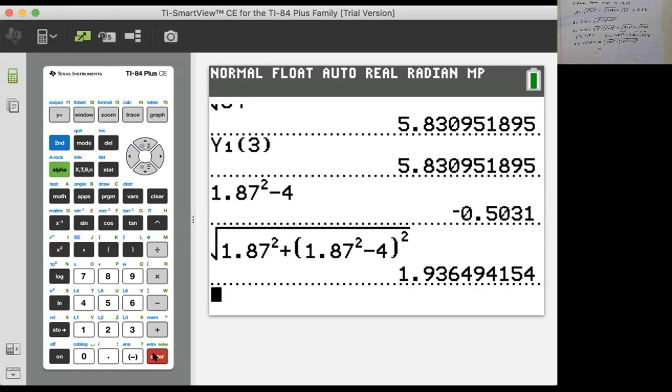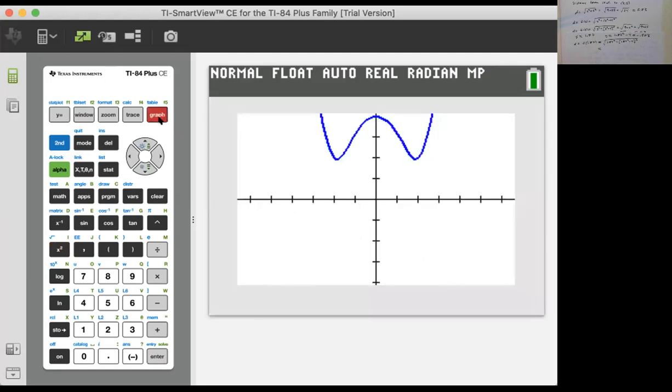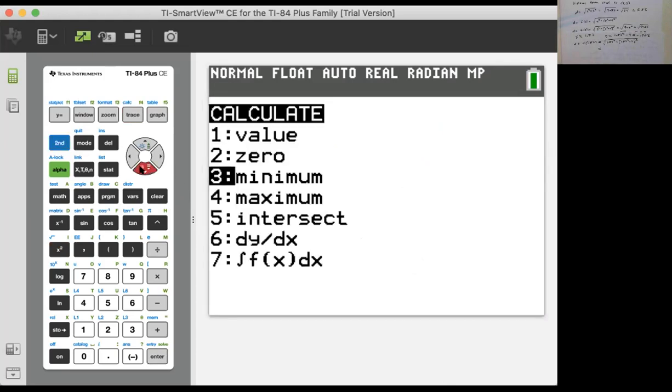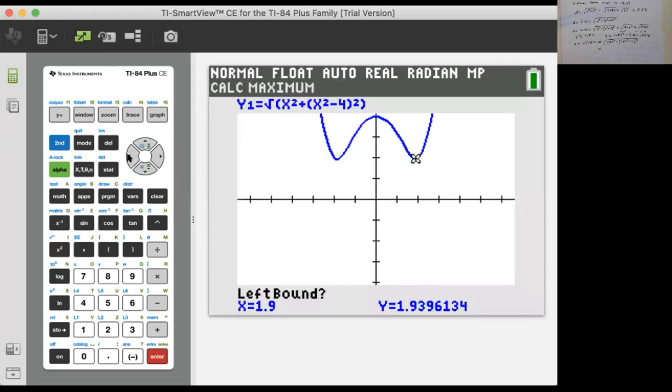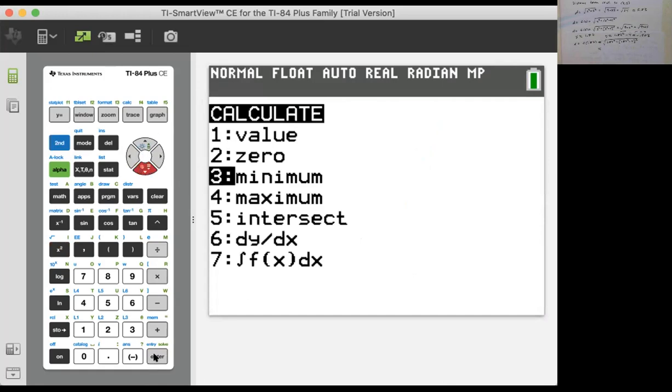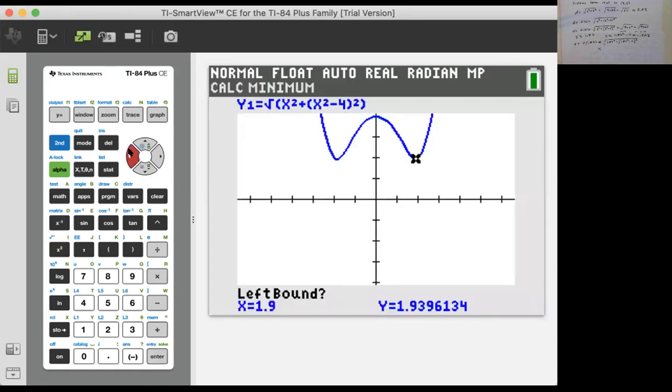1.94. So again, where did that 1.94 come from? Second calc, minimum value. We're moving it a little bit to the left of where it hits the bottom, a little bit to the right of where it hits the bottom, close to where it hits the bottom. Excuse me, I wanted the minimum one more time. Second calc minimum, a little bit to the left of where it hits the bottom, a little bit to the right, and close to where it hits the bottom.